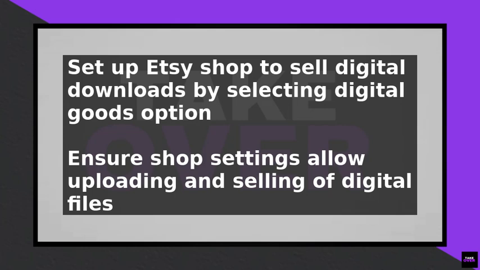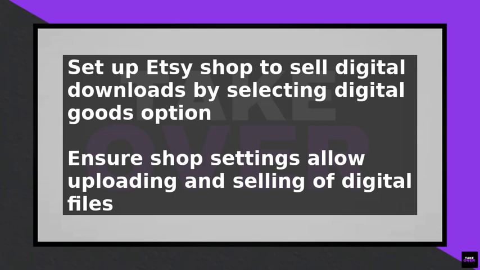To get started, you need to have an Etsy shop and a digital product to sell, such as printables, templates, or patterns. First, ensure your shop is set up to sell digital downloads by going to your shop settings and clicking on the Options tab, then selecting the box that says Digital Goods. This will allow you to upload and sell digital files.